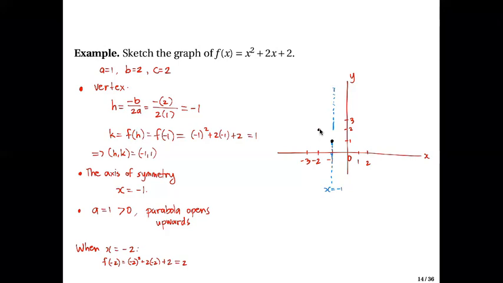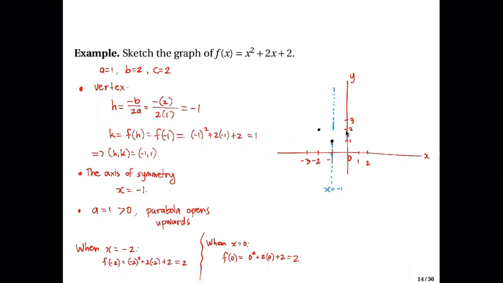And then another x. Here you have x. So when x equals 0, you have f of 0. This is just 0 squared plus 2 times 0 plus 2. And this is again positive 2. So when x equals 0, you have y equals 2.